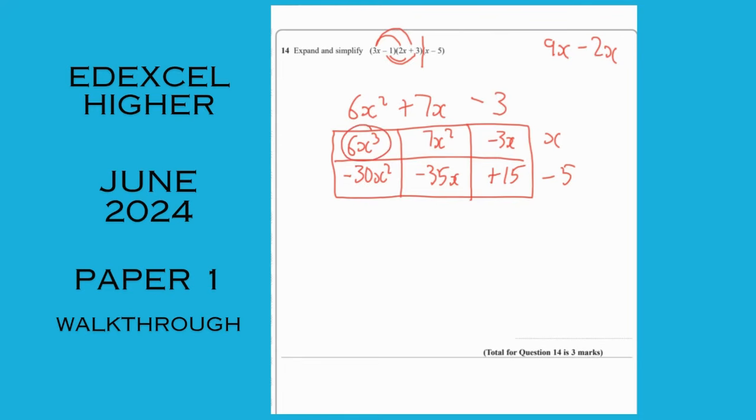Top left is part of our answer. Bottom right, part of our answer. They need to be simplified. 7 take away 30 is minus 23. And negative 3, negative 35 is a bigger negative, negative 38x. And on we go.